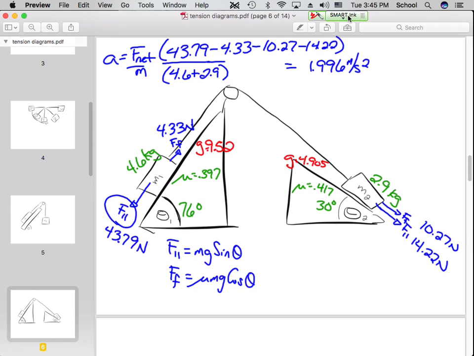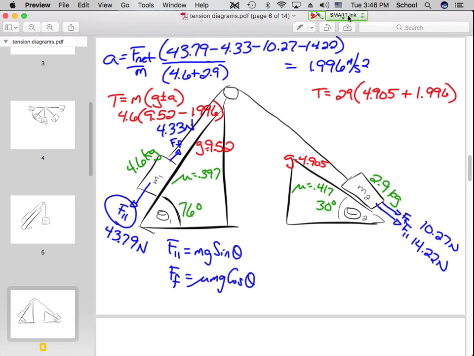So the tension again is going to be M, G plus or minus A. So the M on this side, we're going to use the 4.6 kilograms. And we're going to use the G of 9.52. That's just G sine theta. And then again, since this one's going down, we're going to subtract the A of 1.996. And then there's one more step that we'll talk about in just a second. And the T over on this side, it's going to be 2.9 times its G. That's G sine theta. And then this time, of course, we're going to add because it's going to go up. And then there's going to be something else.